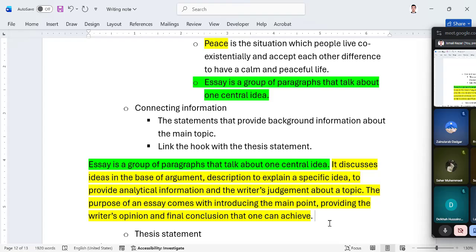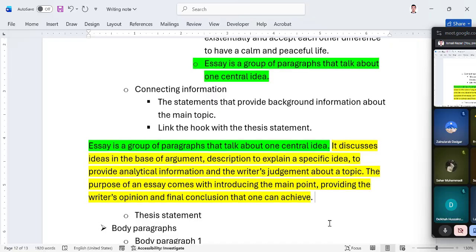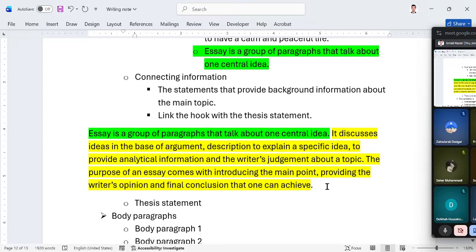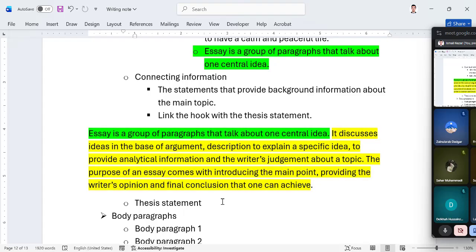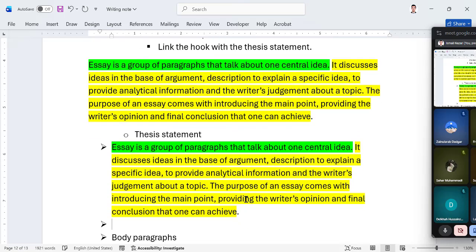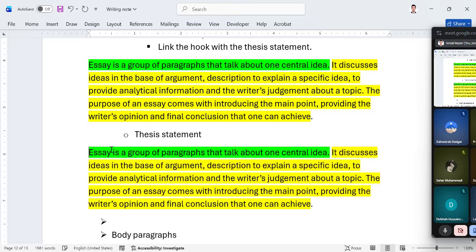Think you're writing about an essay. So what is essay? You will have. Now after that you will write a thesis statement. You will complete it. We'll talk about the parts of thesis statement next session because we don't have time now. So now I will go on with thesis statement.